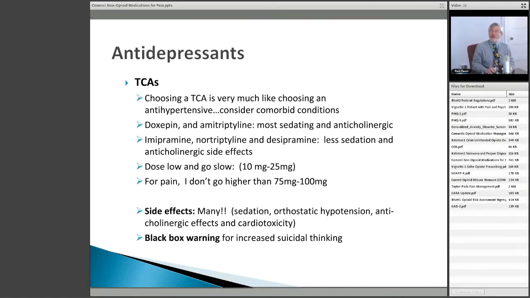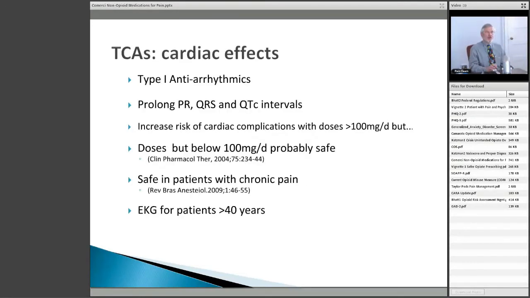Side effects, you all know the side effects of these drugs. Sedation, orthostatic hypotension, anticholinergic effects. These are the common things that everybody feels. The side effect that we fear the most is the cardiotoxicity. And we need to be very, very careful about cardiotoxicity. And we'll talk about that in a second. Remember, increased suicidal thinking with these drugs.